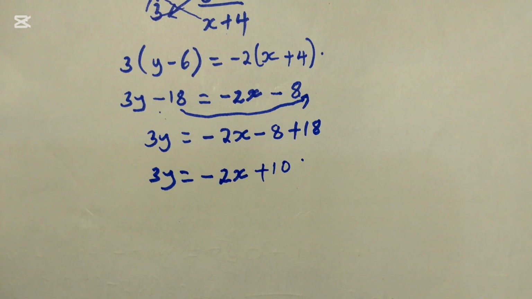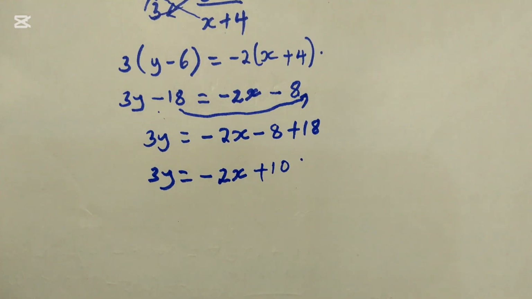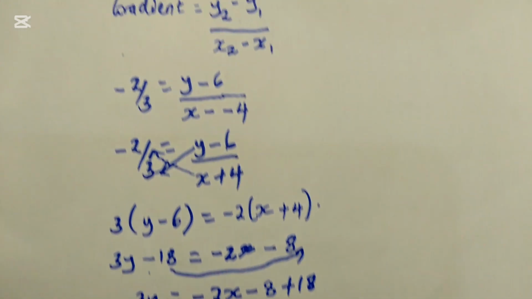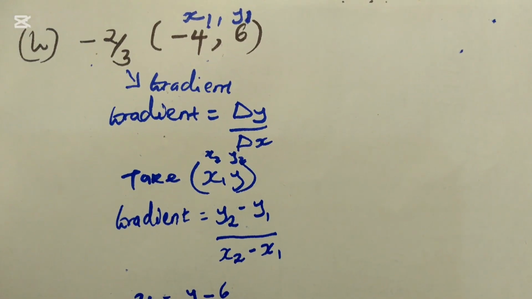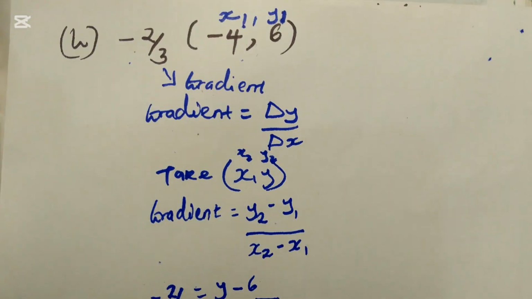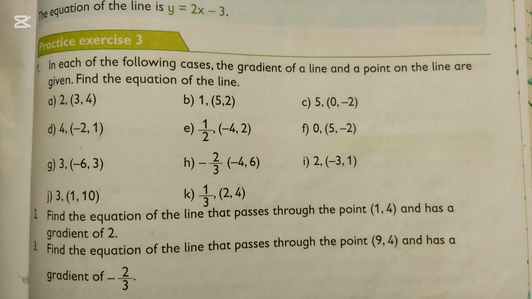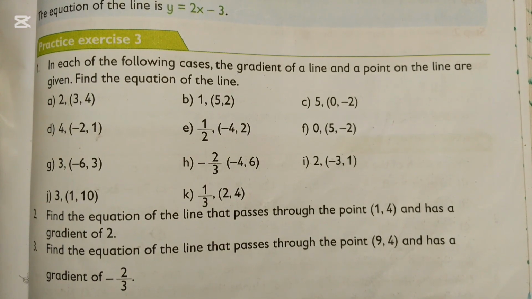Let us leave the equation at that point. As I've said, in the next lesson, we shall write the equations in the form of a general equation of a straight line. So that is the equation of a line having the gradient negative 2 over 3 and the point negative 4, 6. So let us proceed to question number 2 as I had promised.